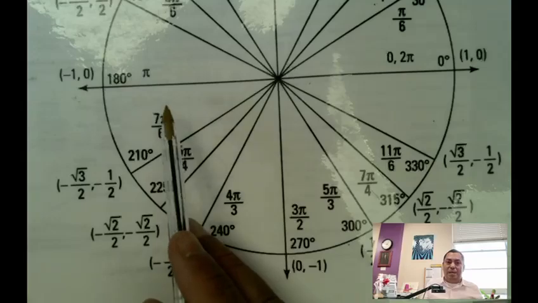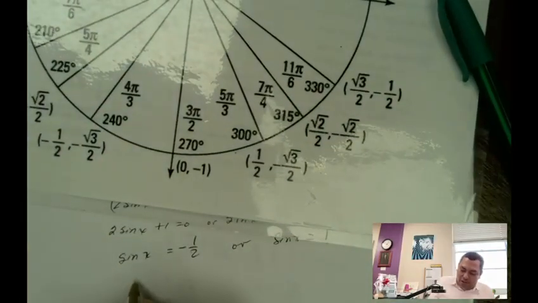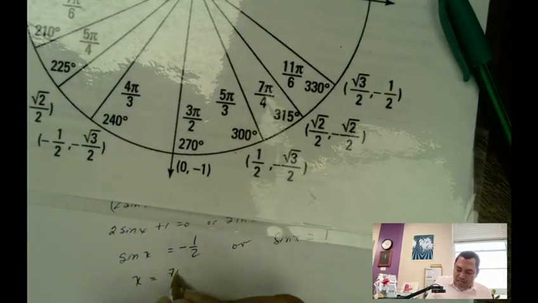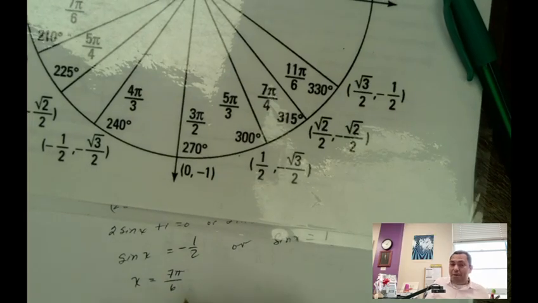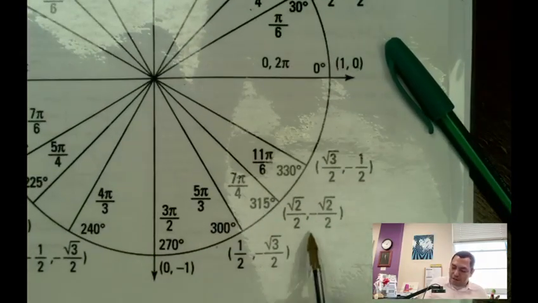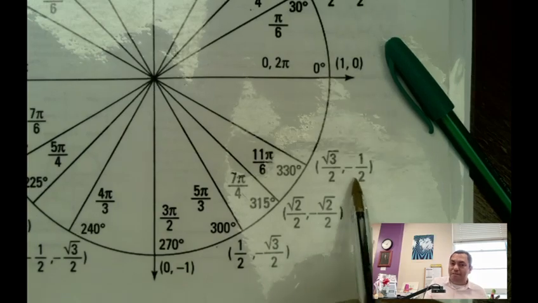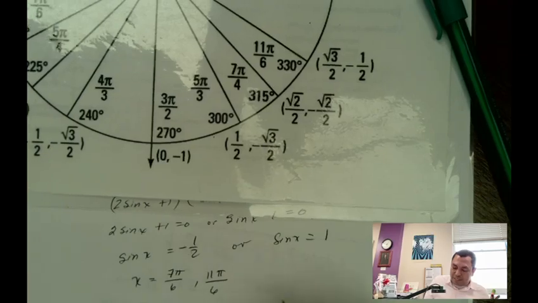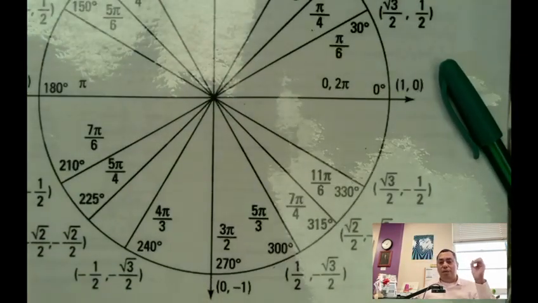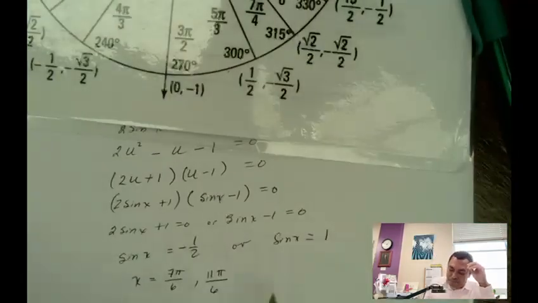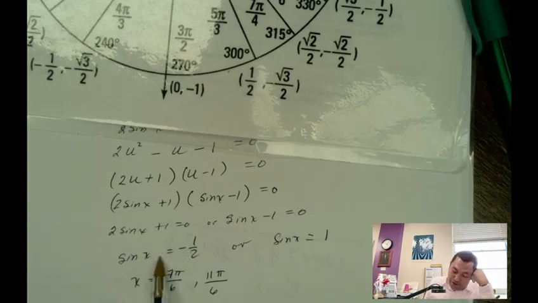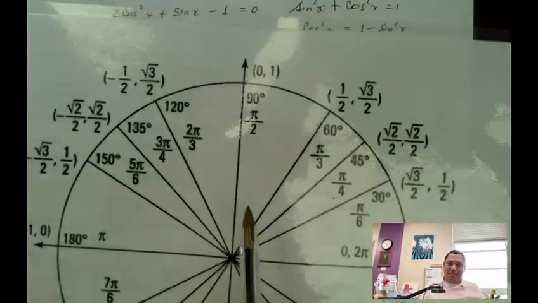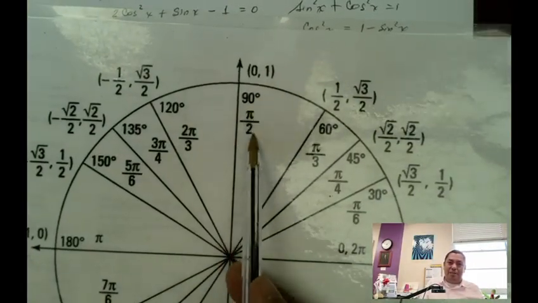So my first solution is 7 pi over 6. So x is equal to 7 pi over 6. I have another one because also I have negative 1/2 at 11 pi over 6. 11 pi over 6. And those are my two values for the first linear equation. Now let's go to sine of x equals 1. Where is the sine equal to 1?